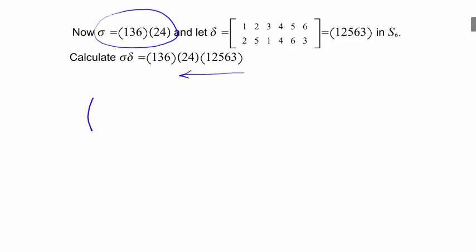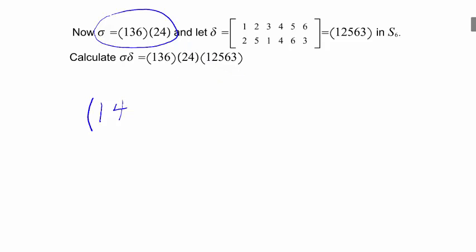Here's how you do it. I always write 1 first. And then I go back up here and see what sigma of delta of 1 is. I don't have to be thinking which one is sigma and which is delta because I wrote them in the correct order. So I just move to the left and I find 1. And 1 is sent to 2 by that cycle. So now I look for 2. 2 is sent to 4, and I don't see 4 again as I move to the left. So the product of these 2 cycles sent 1 to 4.